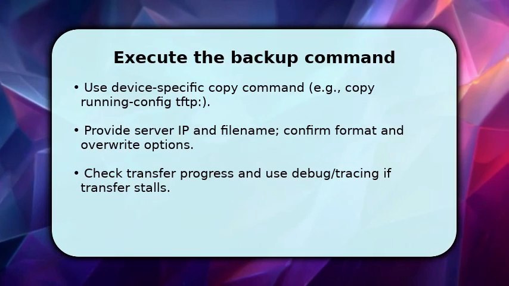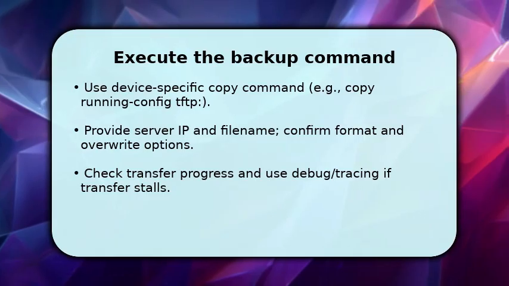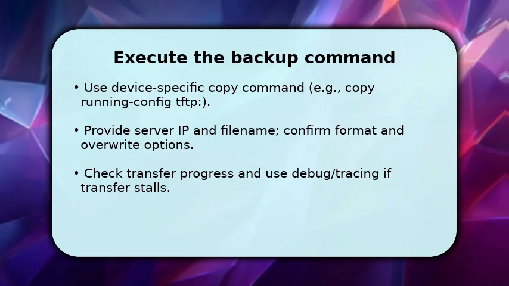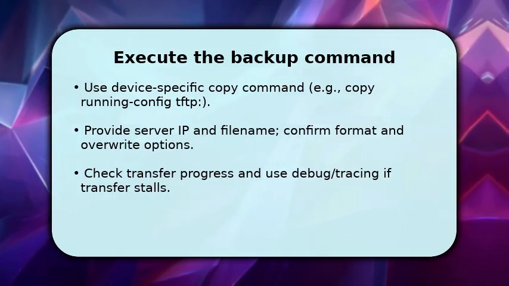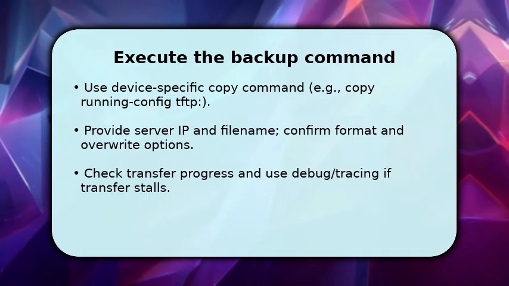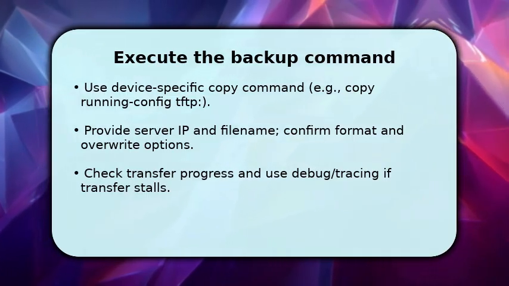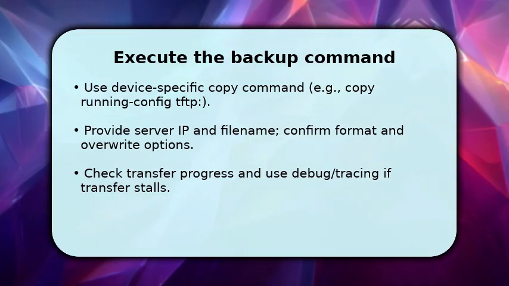Once done with preparation, run the switch's copy command to push the config to the server. You will typically use copy running-config tftp or copy startup-config tftp, and then enter the TFTP server IP and desired file name. This naming matters for later retrieval.